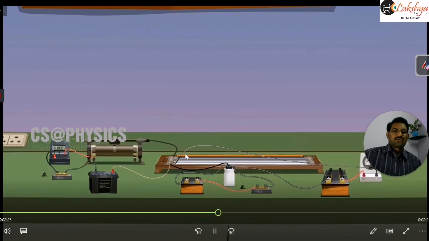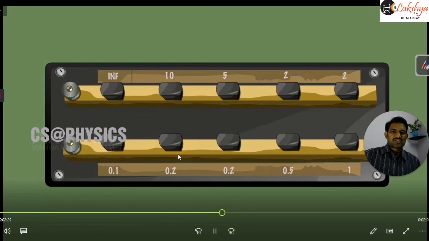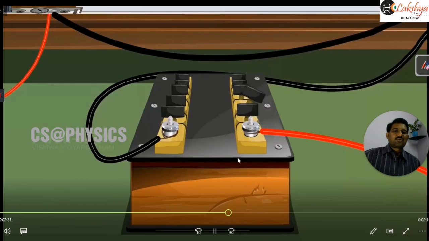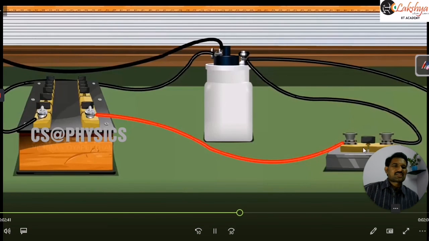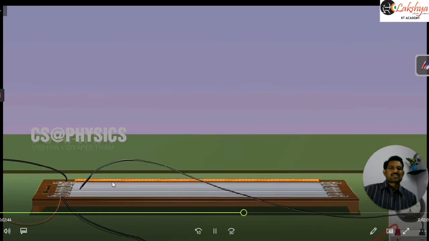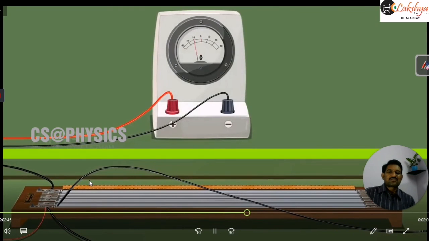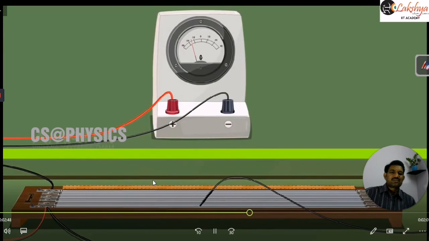Next we include some resistance here. For example, 0.2 ohms we are placing here. So that value we are removing, meaning we are including that resistance. Then this display key is closed so that this resistance is included. Then again our procedure is the same. We press the jockey at different points until we get the 0 deflection there.